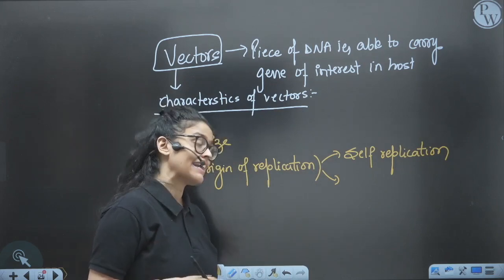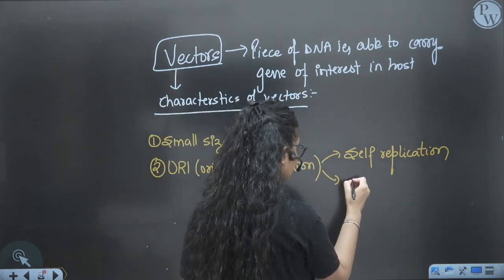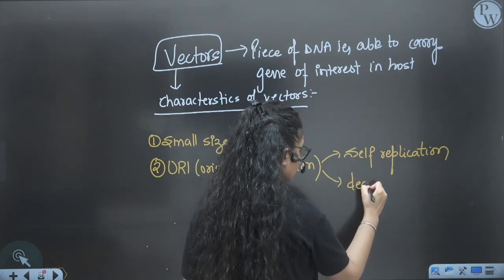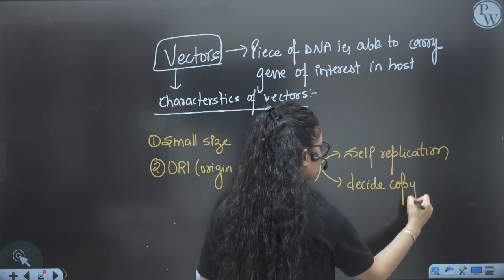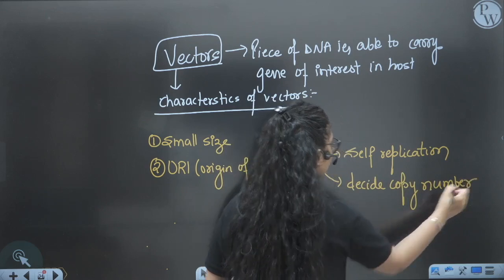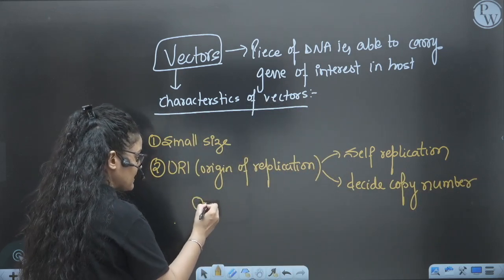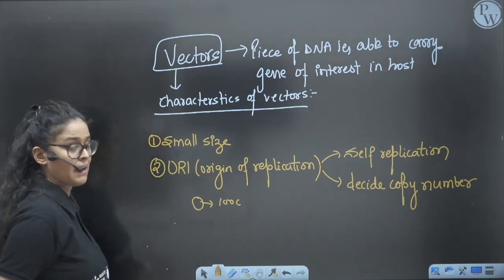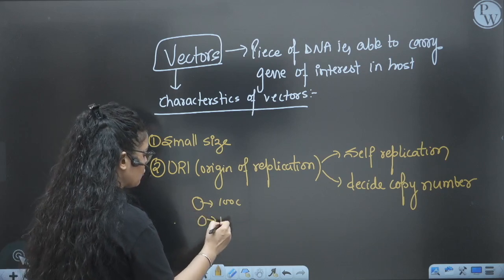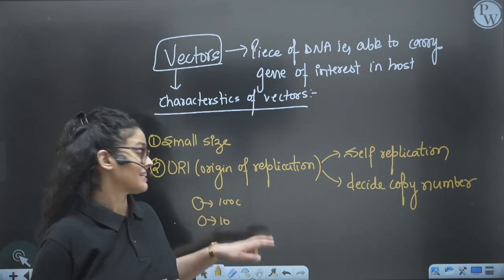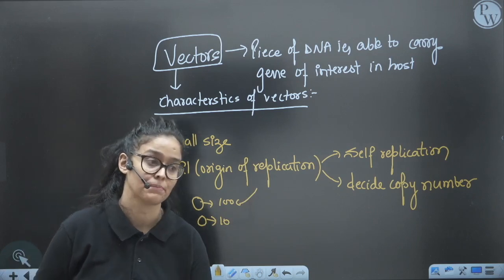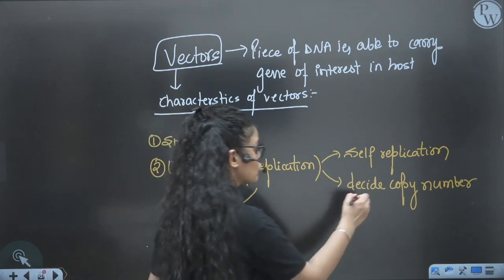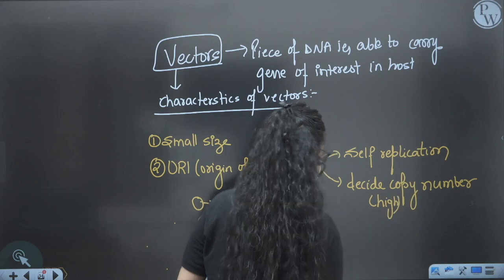And second, it also decides the copy number. Copy number means how many times it replicates. Suppose one vector forms 100 copies of the plasmid in 1 minute, and another forms only 10 copies in 1 minute. Which has the higher copy number? Obviously the first one. So we generally prefer a vector with an origin of replication that gives a high copy number, right?